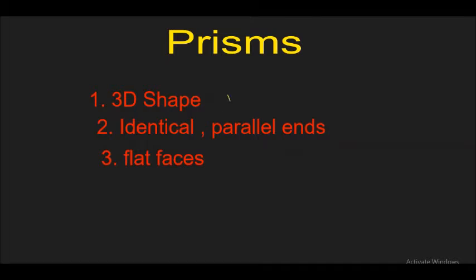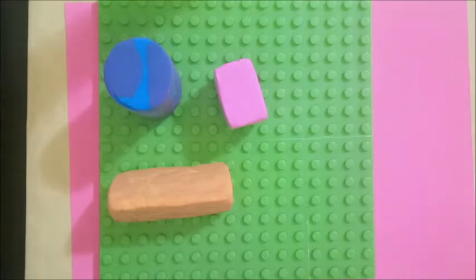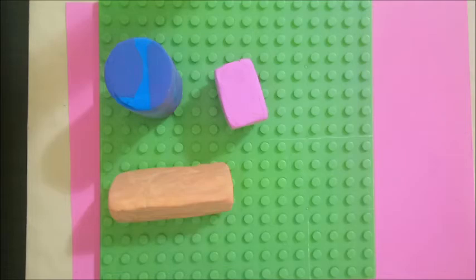It should be a 3D shape. It has identical parallel ends and it has flat faces. Now I will show you a few 3D shapes and then we will decide whether those shapes are prisms or not. So have a look. Now I have a few 3D shapes. So let's explore whether these are prisms or not.